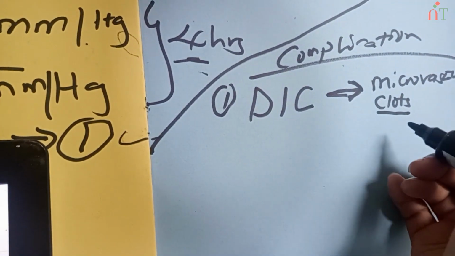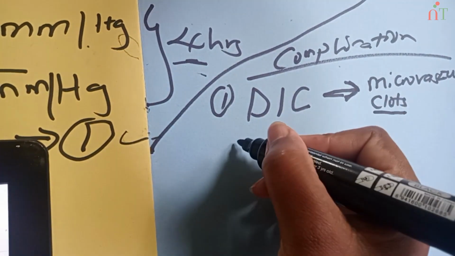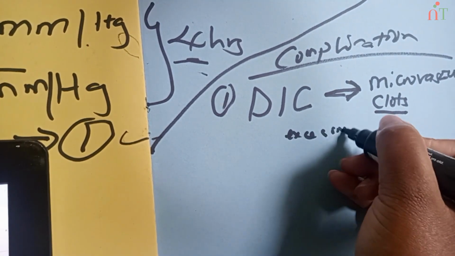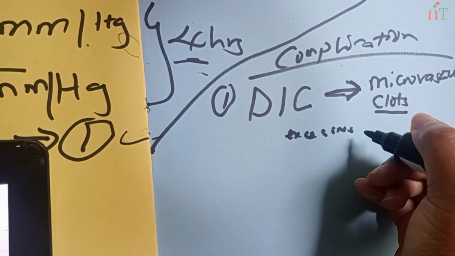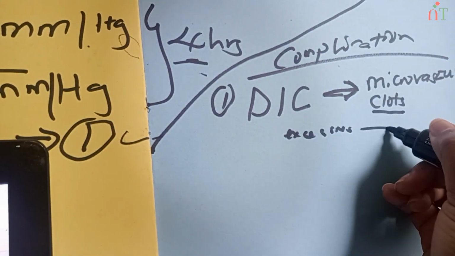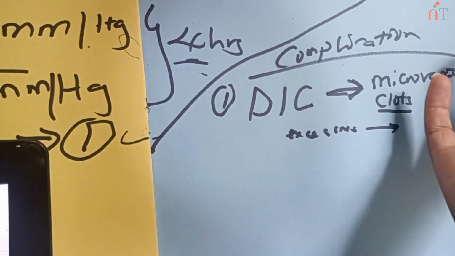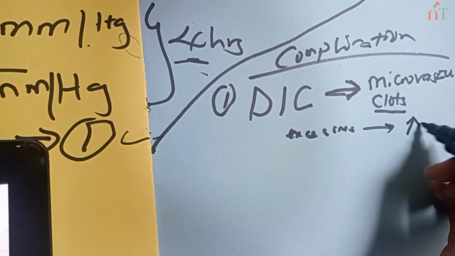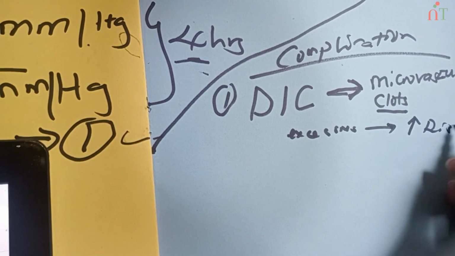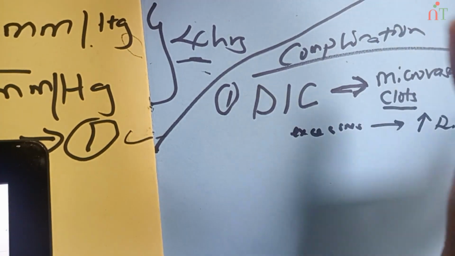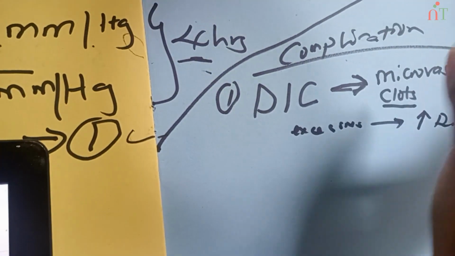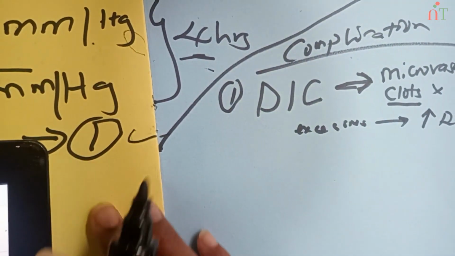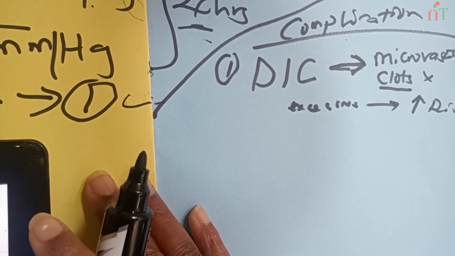And this excessive clotting will, of course, consume clotting factors and platelets, and this is going to increase bleeding risk. The risk of bleeding is going to increase because a lot of platelets and clotting factors are being used to manage these microvascular clots that are forming. So I hope you are understanding that.